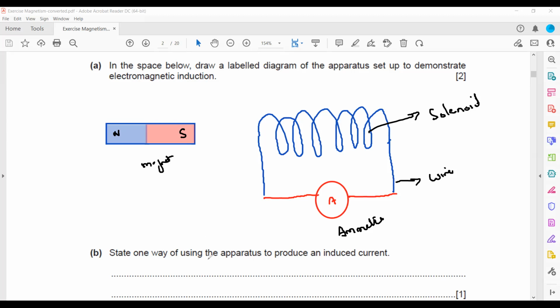State one way of using the apparatus to produce induced current. How can we produce a current? As I mentioned, either we move the magnet towards or away, or we move the solenoid towards or away, or we move both of them towards or away, that can induce EMF. So a simple thing we can do is move the magnet towards or away.